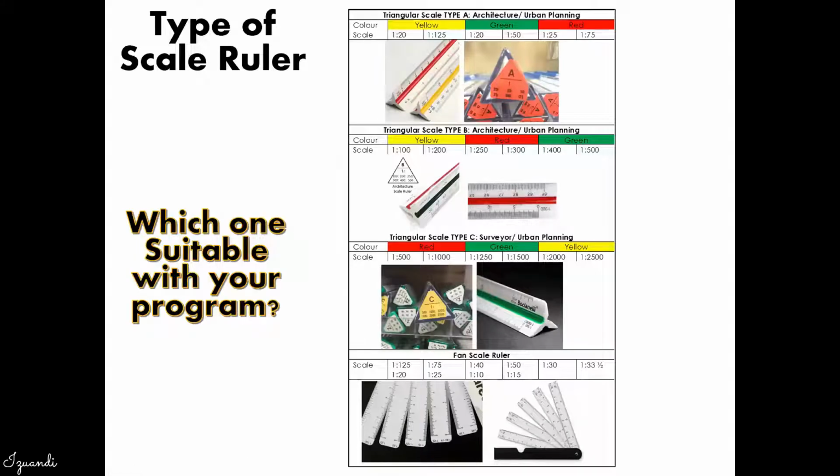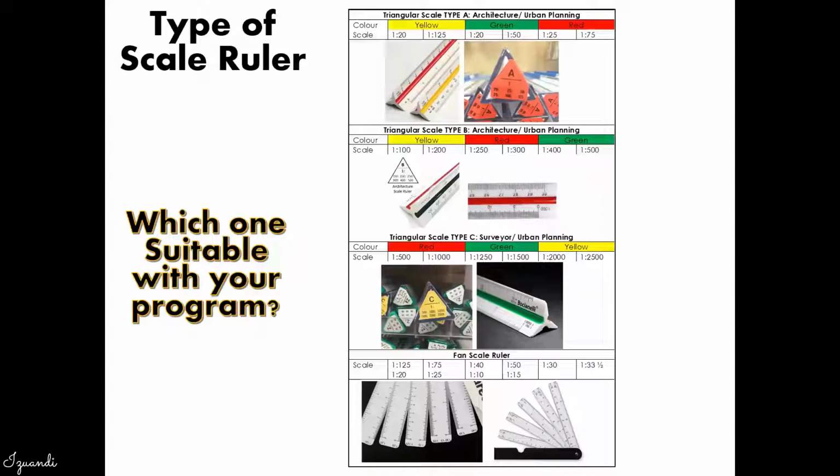Okay, I believe you have already bought some scale rulers, right? There are many kinds of scale rulers, but what kind of profession or program is going to use each one? For example, there is the triangular scale. As you can see, the triangular shape represents the type of the scale ruler. And there is another scale ruler with a short shape, which is the fan scale ruler.